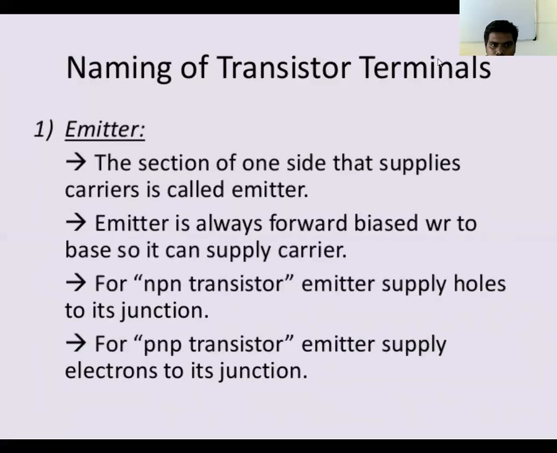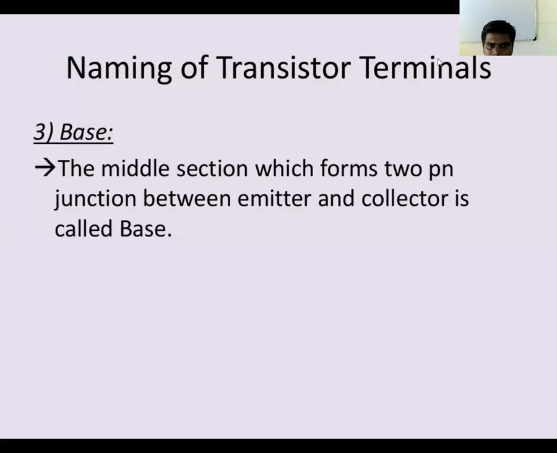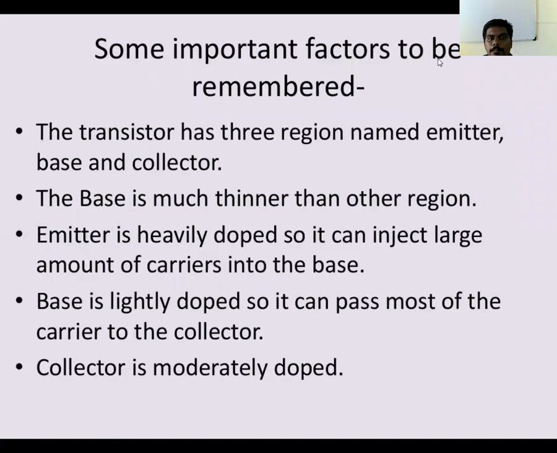As we have seen these two, emitter and collector, now we will be looking at what is base. So it is the middle section, which forms two PN junctions, right? The section that forms two PN junctions between emitter and collector is called the base.